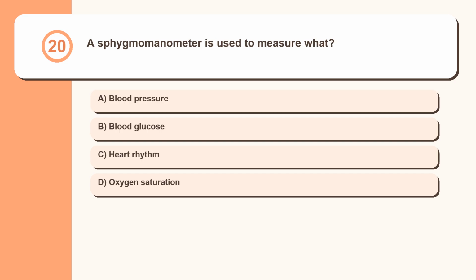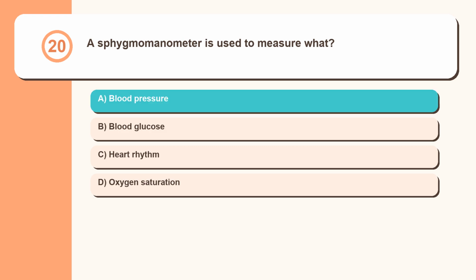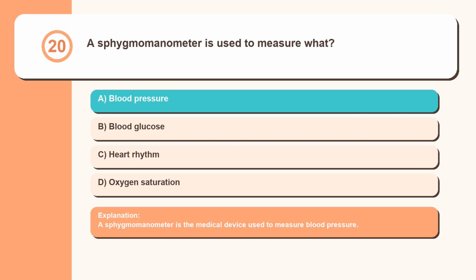Question 20. A sphygmomanometer is used to measure what? Blood pressure, blood glucose, heart rhythm, oxygen saturation. A sphygmomanometer is the medical device used to measure blood pressure.